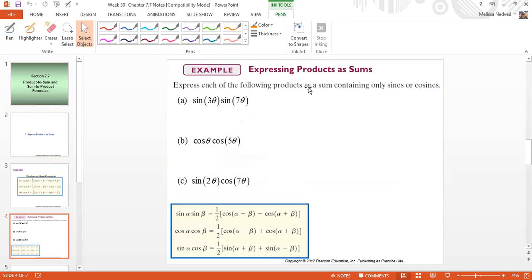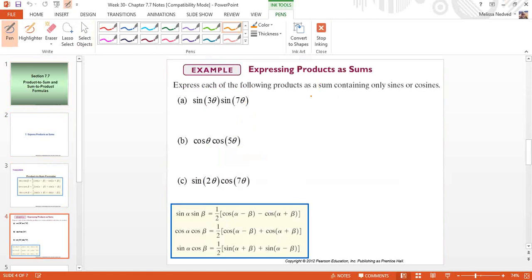So I've got three examples. We want to express the products as a sum containing only sines and cosines, and I just included down here in the bottom our theorems, the product to sum formulas, so that we don't have to flip back and forth. So the first thing we want to do, looking at A, we have sine of 3 theta times sine of 7 theta.